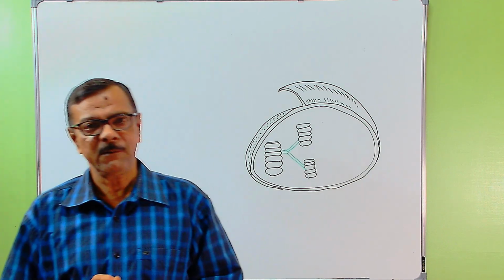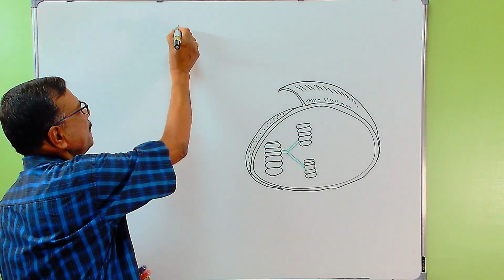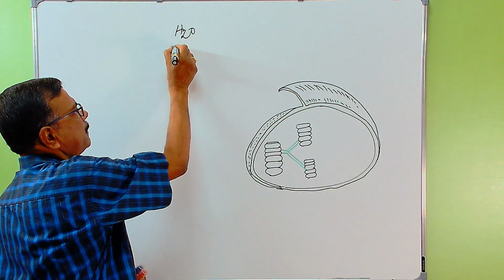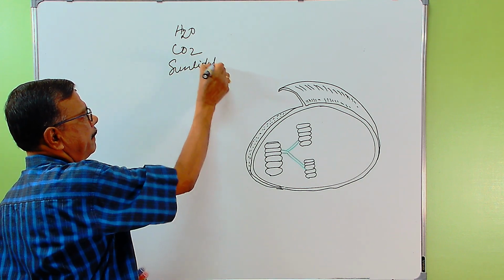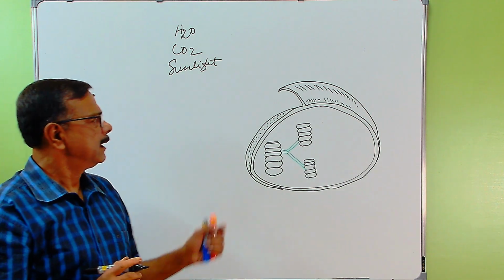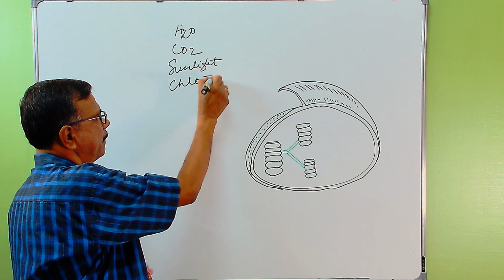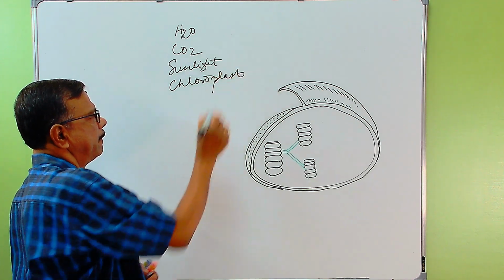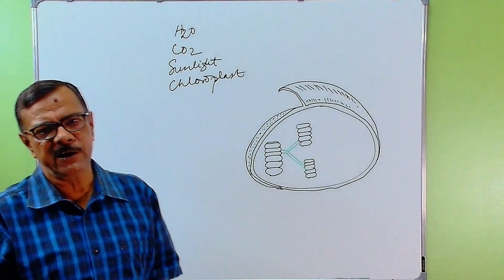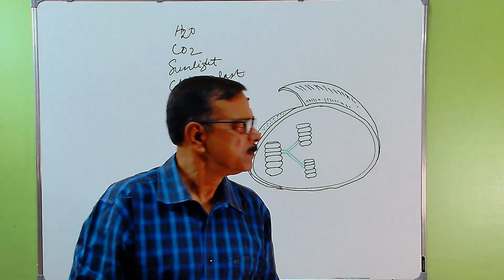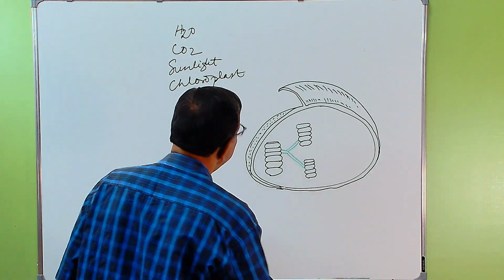So we are discussing photosynthesis. The other day we discussed the role of H2O, CO2 and sunlight. These three we have discussed. Now we discuss the chloroplast. After the chloroplast, we will directly enter into photosynthesis proper. Let us start with the chloroplast right now.